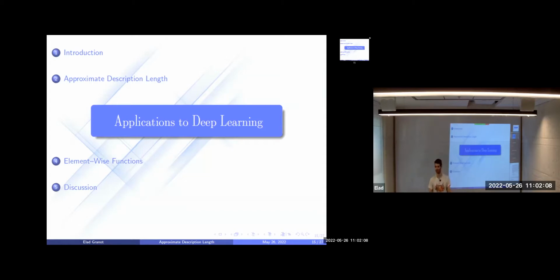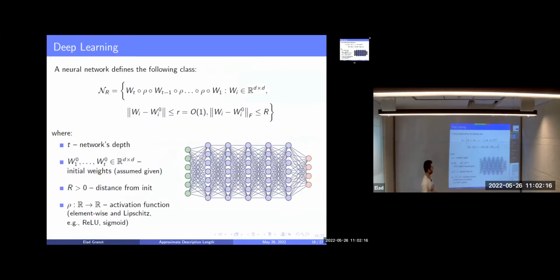So what is it good for? Why am I talking with you about this new concept? What is it better than covering number? So let's see some applications. So assume a neural network. A neural network is just a composition of linear functions and nonlinear activation functions, which will be denoted by rho, with some element-wise Lipschitz function like ReLU, sigmoid, etc.